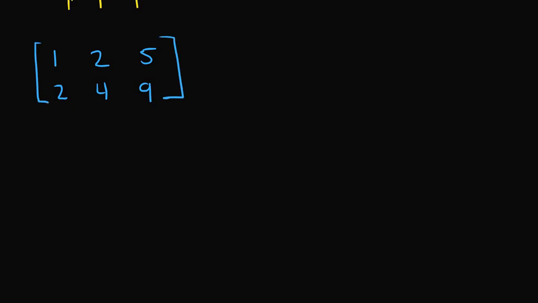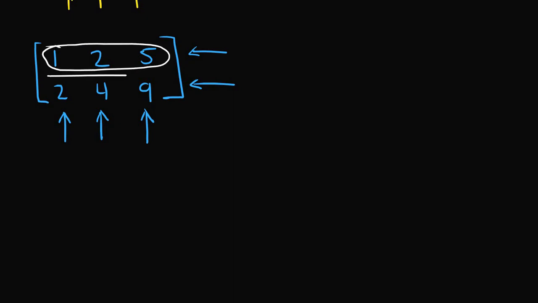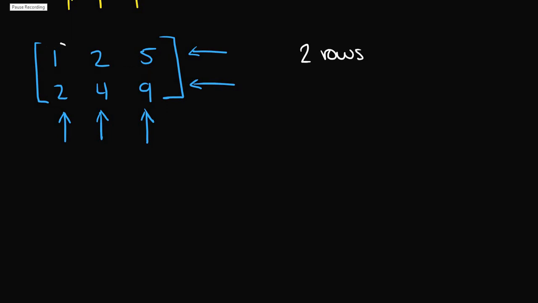Well, this matrix has 2 rows, 1, 2, and it has 3 columns, 1, 2, 3, right? We have 1 row here, we have 1 row here, so that's 2 rows, and then we have 1 column here, 1 column here, and 1 column here.